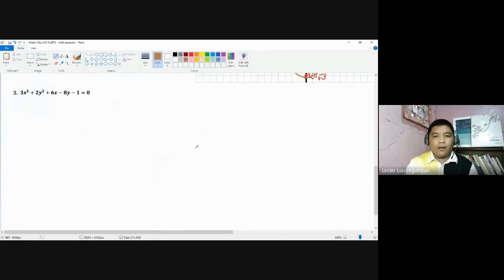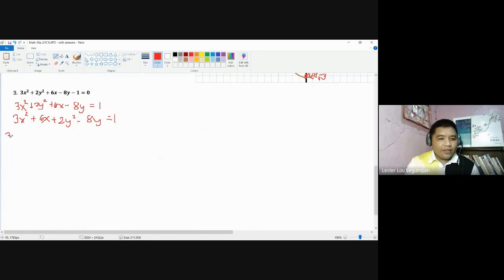So our goal here is to come up with the standard form, to get the details for us to graph the ellipse. To do this, let us try to isolate the constant to the other side. So we have here the equation 3x squared plus 2y squared plus 6x minus 8y, and move the negative 1 to the other side. The next thing here is to pair the terms with the same variable. 3x squared plus 6x plus 2y squared minus 8y is equal to 1.